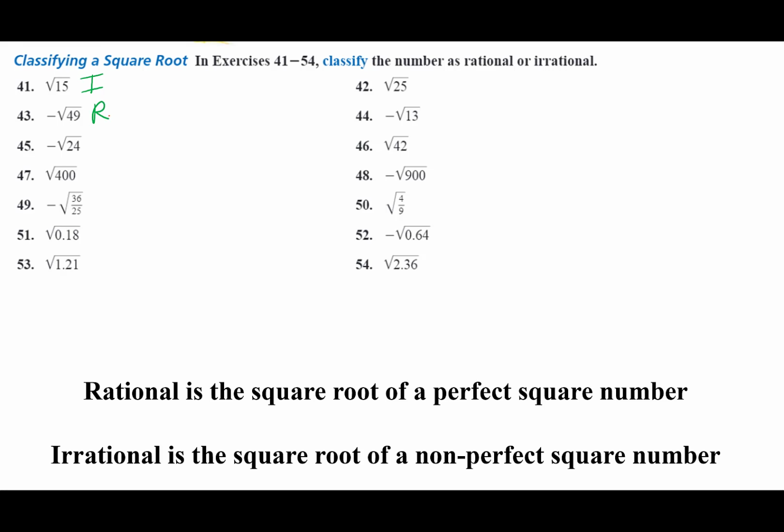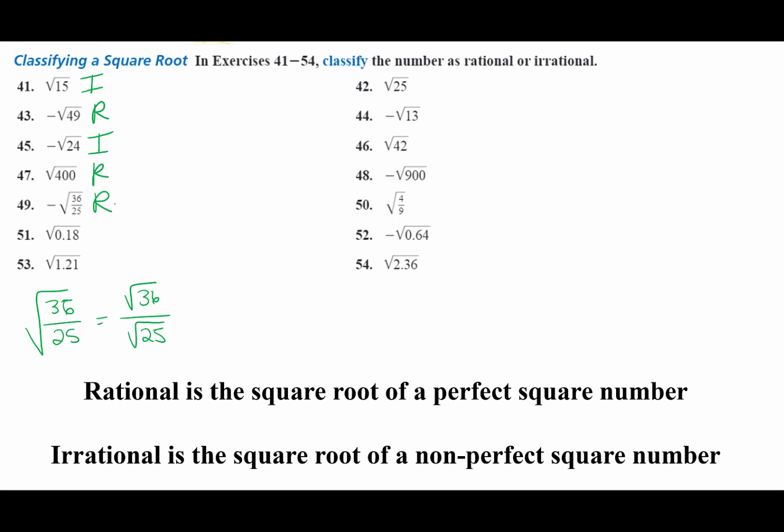The negative square root of 24. 24 is not a perfect square, so this is irrational. The square root of 400. 20 times 20 is 400, so this is rational. 49 is a fraction. This is the square root of 36 over 25. And anytime you see the square root over a fraction, it's the same as if there was a square root symbol in the numerator and a square root symbol in the denominator. Both 36 and 25 are perfect square numbers, and so the square root of this fraction is also rational.